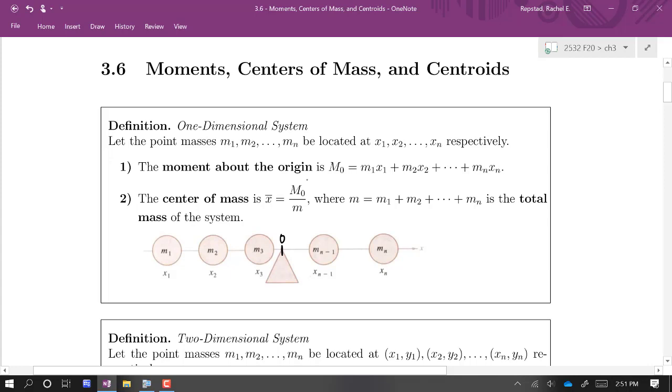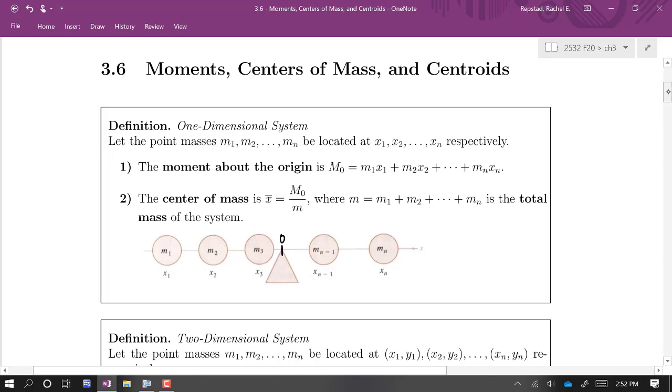And the moment about the origin is given by this sum. You just take each mass, multiply it by its position, its x-coordinate, and then add up those products. The center of mass in this system we get by taking the moment about the origin and dividing it by the total mass, and the total mass is just the sum of all of the masses.